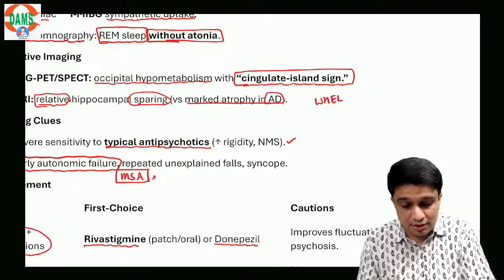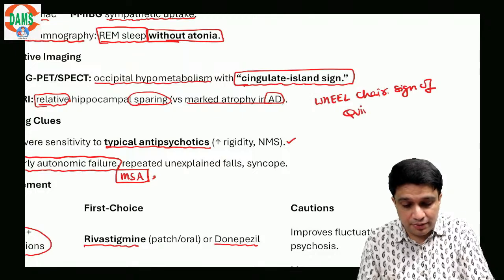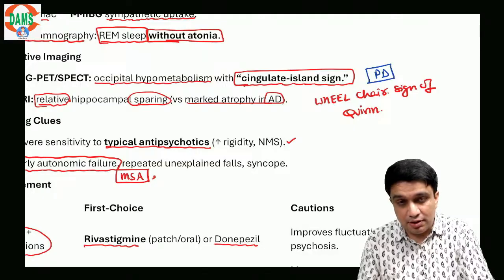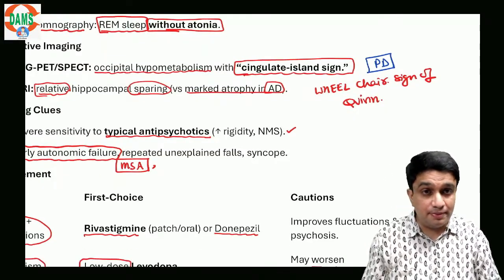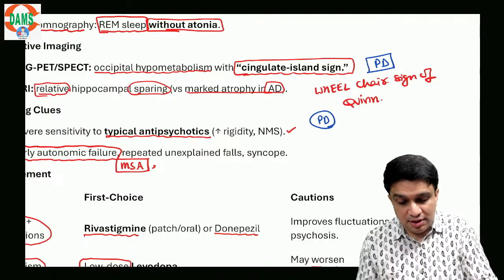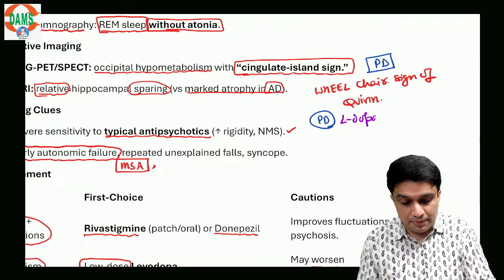If I'm not wrong, I've taught you in the classroom also somewhere that there is a wheelchair sign of Quinn. There's a wheelchair sign of Quinn that we find, and that is seen in patients of Parkinson disease specifically. Now, what is this wheelchair sign of Quinn? I gave my patient with Parkinson disease therapy, levodopa.